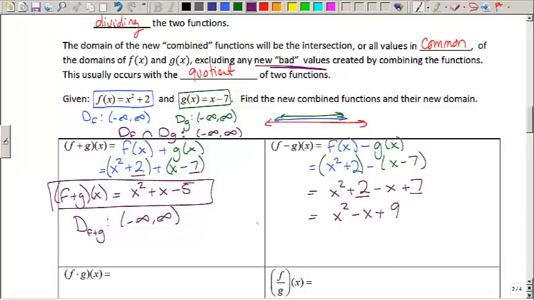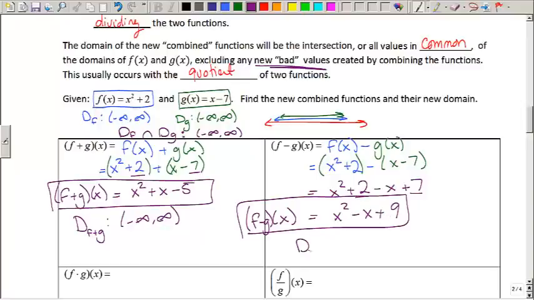So my function f minus g of x is equal to x squared minus x plus 9. My domain for f minus g, the new function that we created here, I first start with my intersection of all real numbers. So I start with all real numbers because my blue nor my green function had any excluded values. My new combined function doesn't have any problem areas like rational functions or square root functions. So my domain is going to be still all real numbers. There are no bad values that we need to kick out of our party.